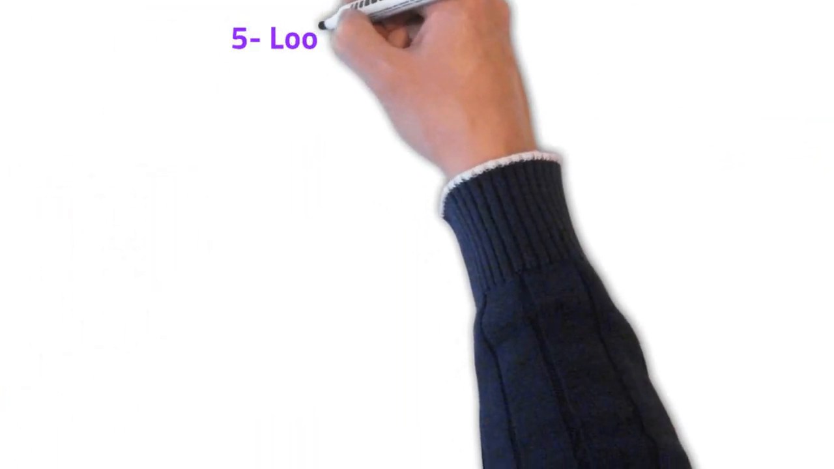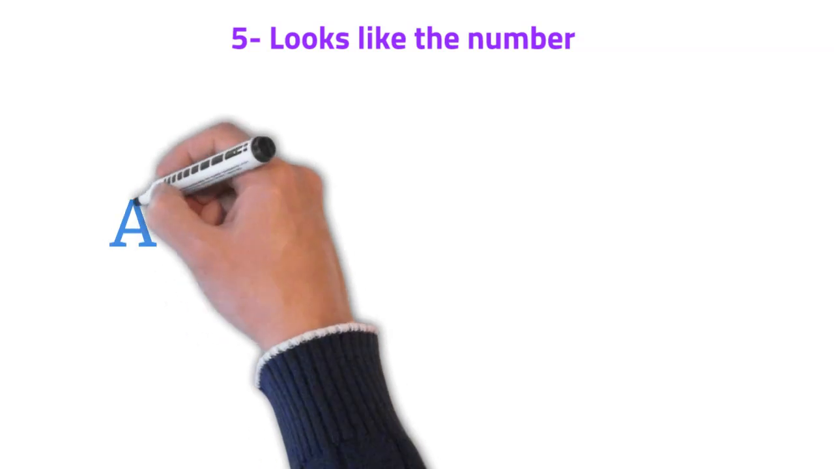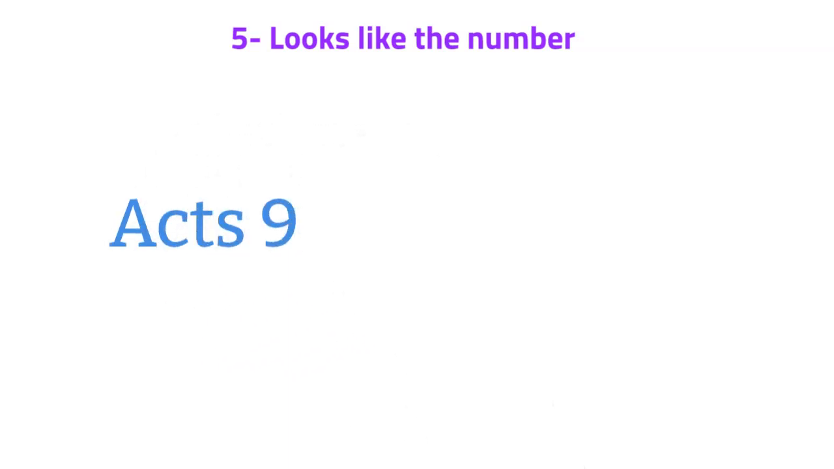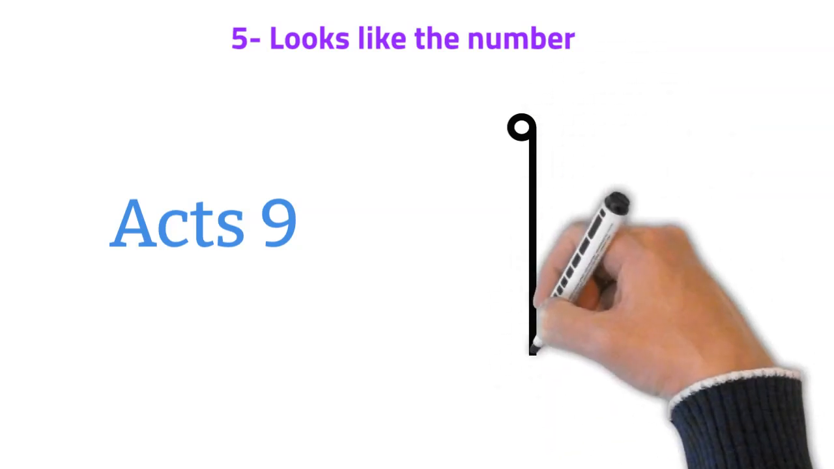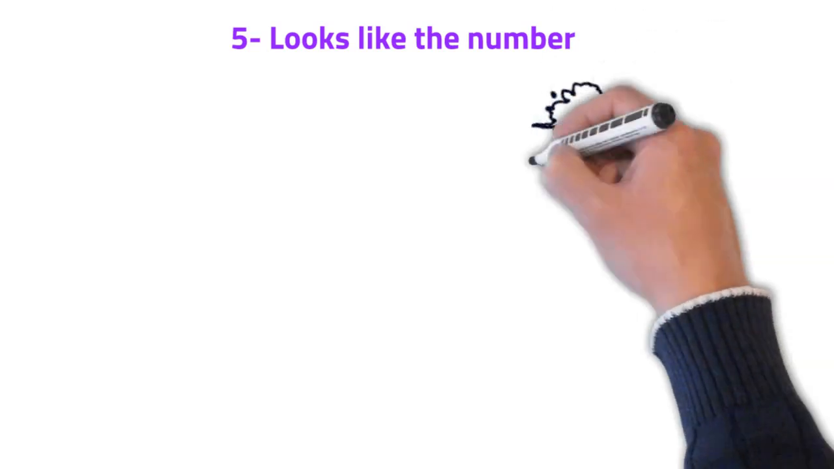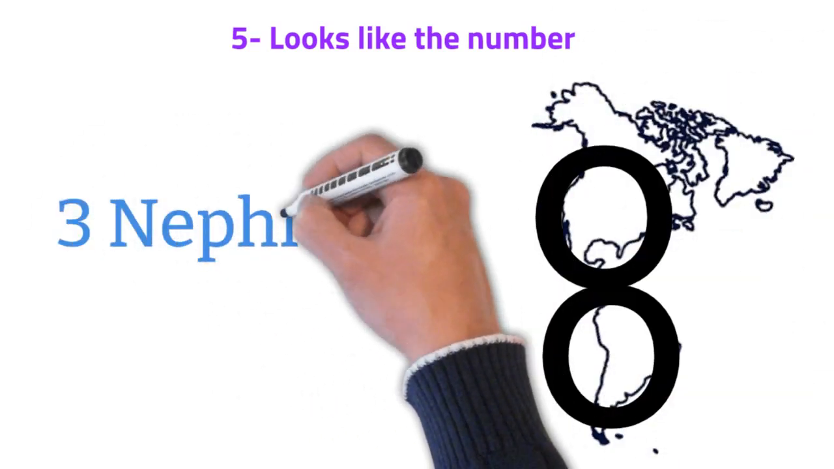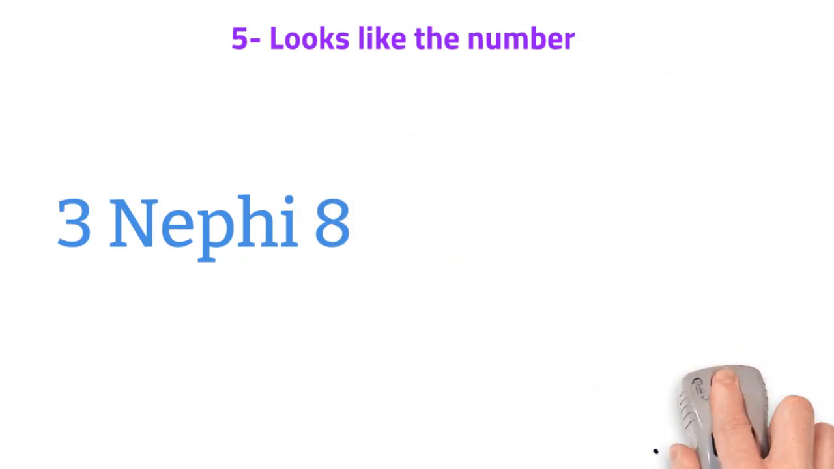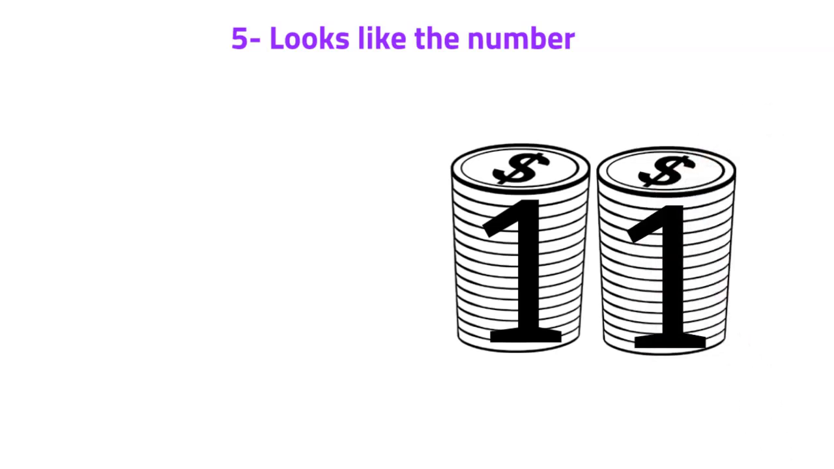If an event in the story can be made to look like the number of the chapter, then you have a perfect match. We've already used this technique several times in Lesson 1. In Acts 9, Saul on the road to Damascus uses a walking cane that looks like the number 9. North and South America look like the number 8 for 3 Nephi 8. 2 stacks of Nephite coins look like an 11, in Alma chapter 11.